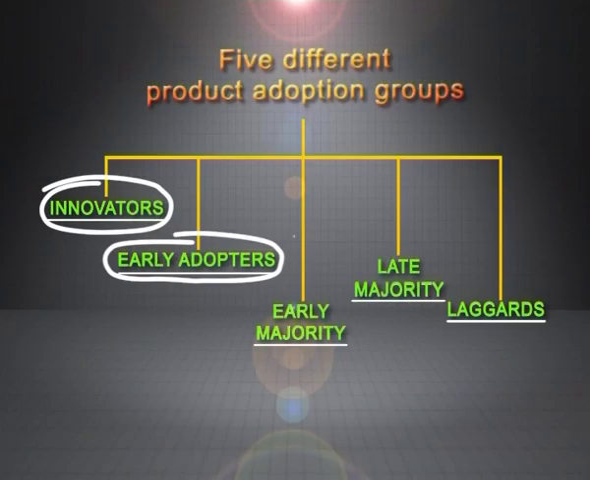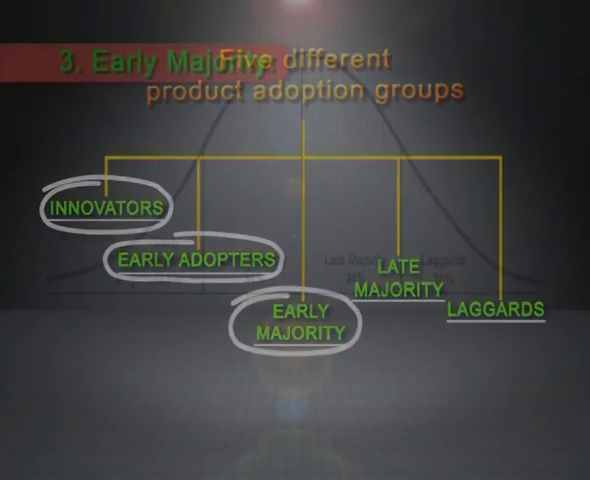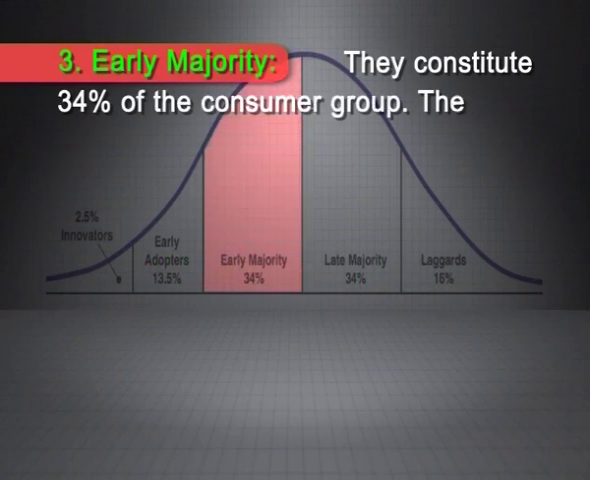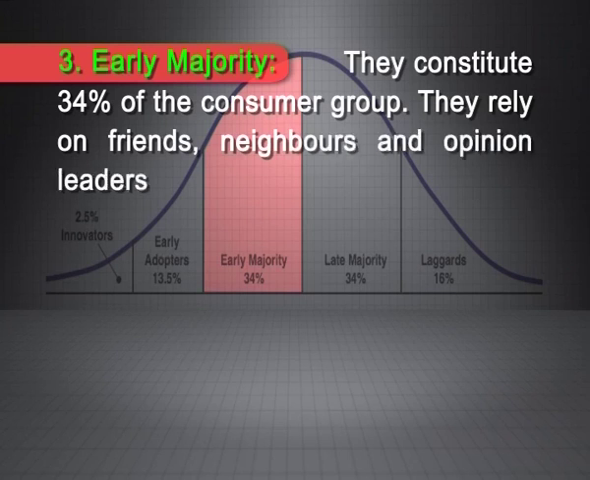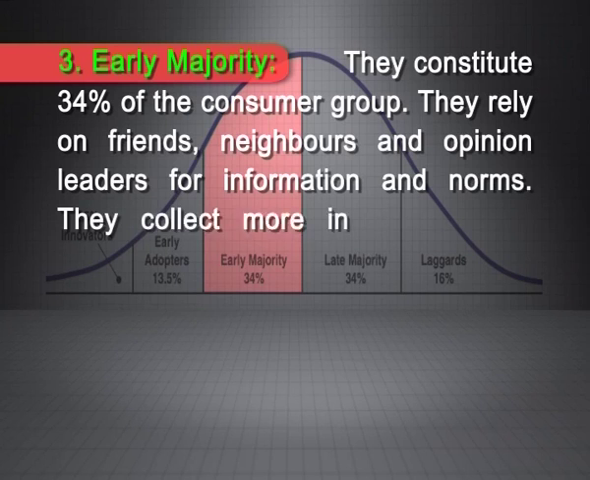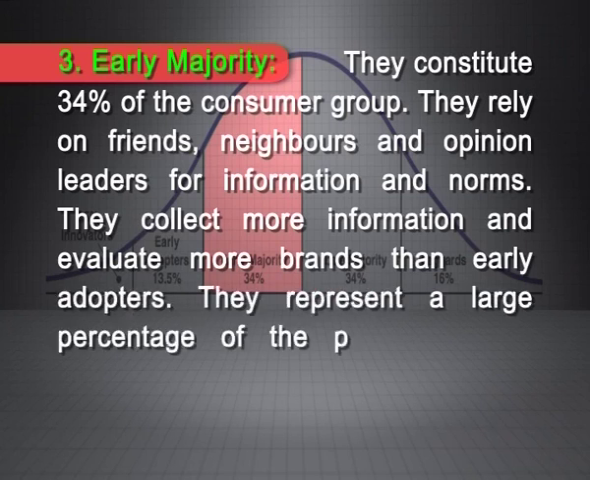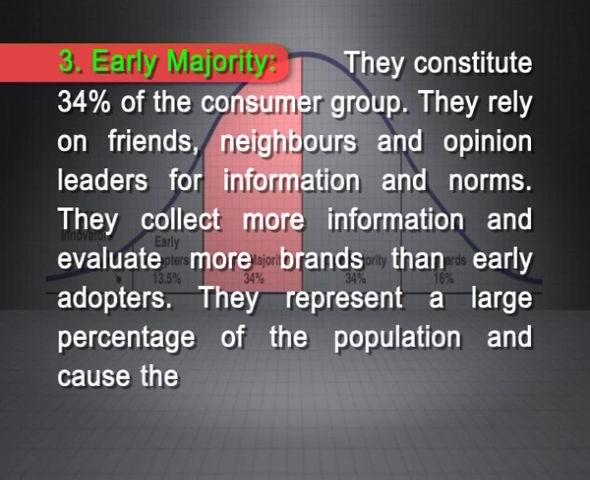The third category is called early majority. They constitute 34% of the consumer group. They rely on friends, neighbors, and opinion leaders for information and norms. They collect more information and evaluate more brands than early adopters. They represent a large percentage of the population and cause the product to reach the growth stage.